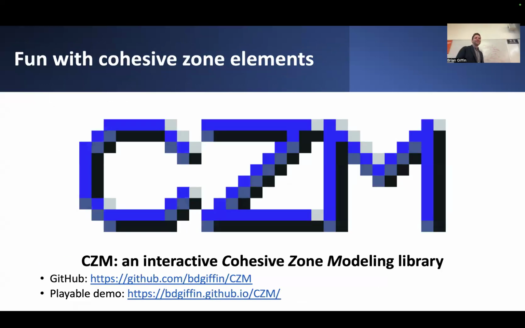All right, the last one, I won't have time to show it to you, but I'll invite you to go and play around with it, is yet another kind of interactive simulation tool that looks at cohesive zones. So I'll invite you to take a look at it at your leisure. The links are provided here if you want to take a look at it.